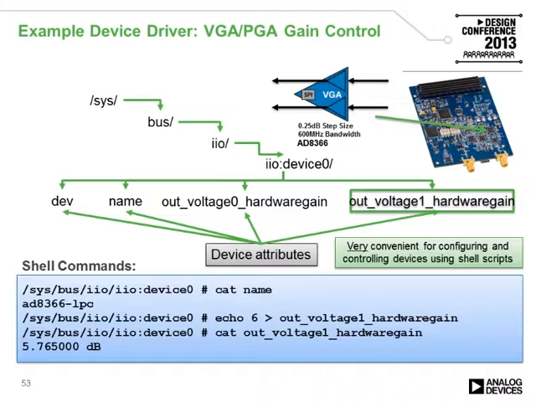Here we see an example device driver for a variable gain amplifier. Besides the name attribute, there's also the out_voltage01_hardwaregain attribute, which allows you to individually set the gain in dB for each amplifier in the package. This can be done from the command line interface, via shell script, from program code, or over the network. This interface is human readable and very convenient and powerful.